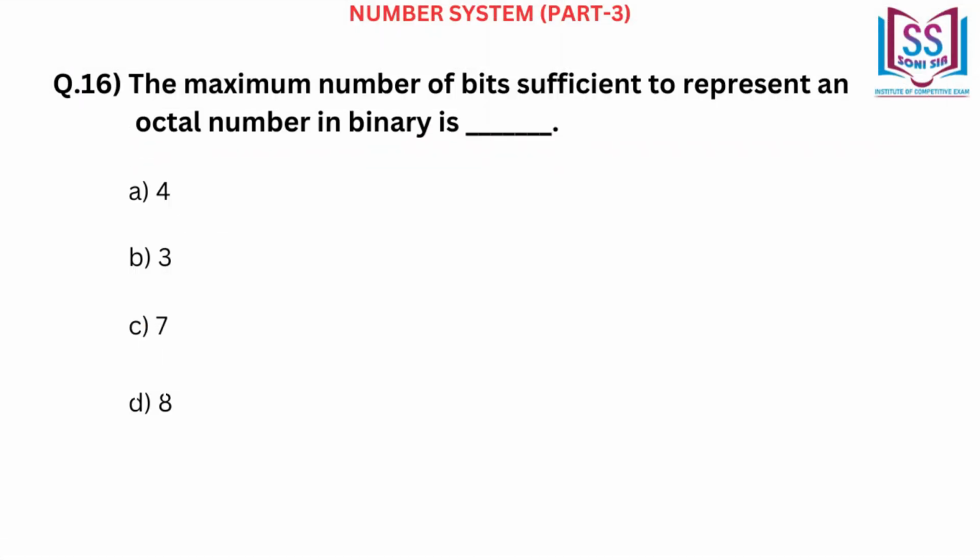The maximum number of bits sufficient to represent an octal number in binary is dash. A 4, B 3, C 7, D 8. Correct answer B 3.